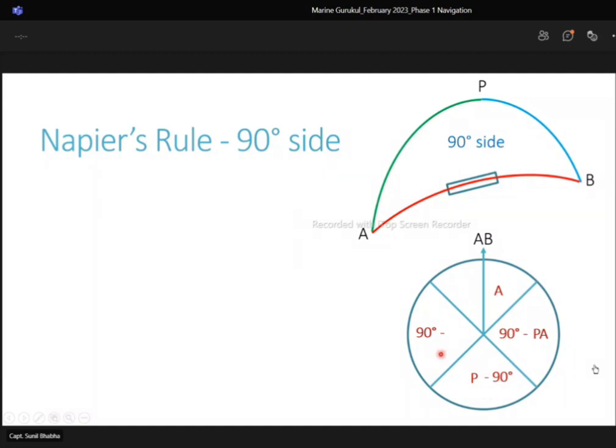Moving further, after angle P, the next part which we have is side PB. So let's fill up side PB in this segment of the cartwheel. After PB, the next part is angle B. After angle B, we come back to the 90 degree part, which is side AB. So you see the cartwheel is filled up. The only difference in filling is the bottommost part. Instead of 90 minus part of the triangle, the bottommost part is now part minus 90.